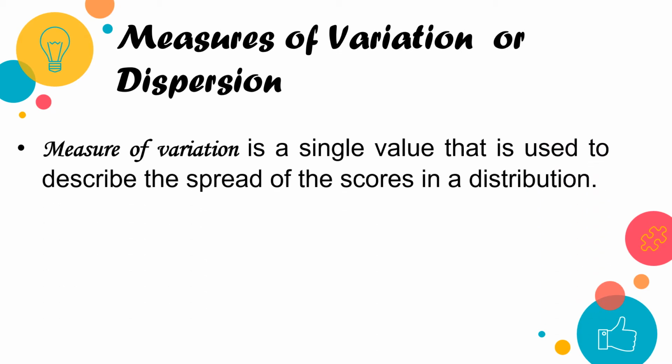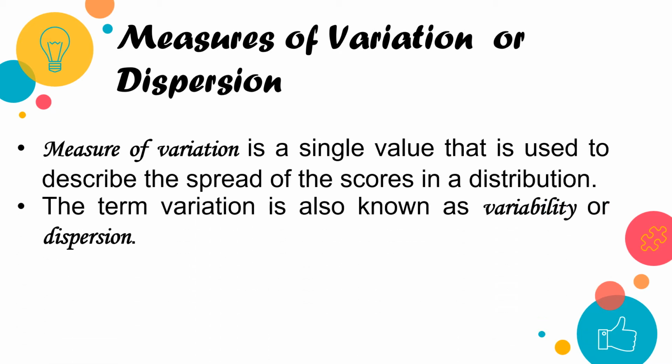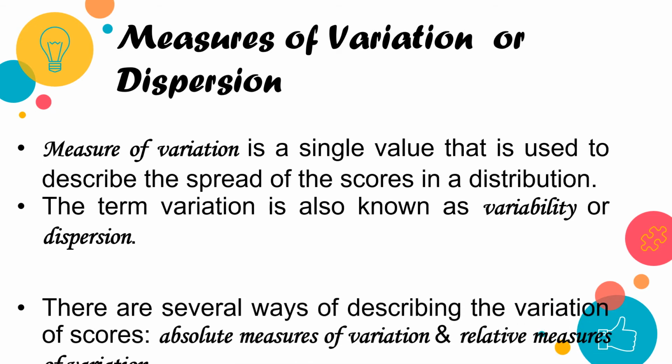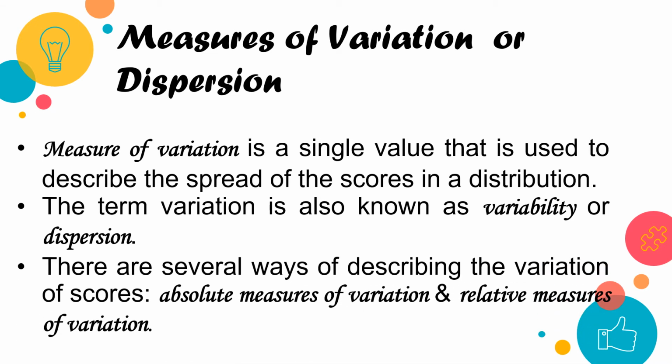Measure of variation is a single value that is used to describe the spread of the scores in a distribution. So again, single value din yan. And because of that value, you can actually judge and evaluate if the scores are more spread or not. Okay. The term variation is also known as variability or dispersion. There are several ways of describing the variation of scores. Now, the first one is the absolute measures of variation and relative measures of variation.